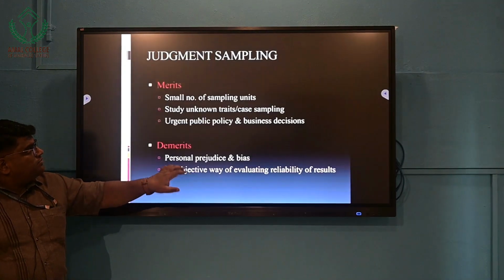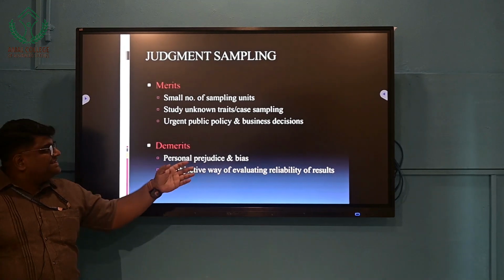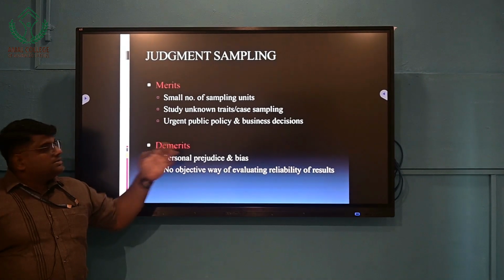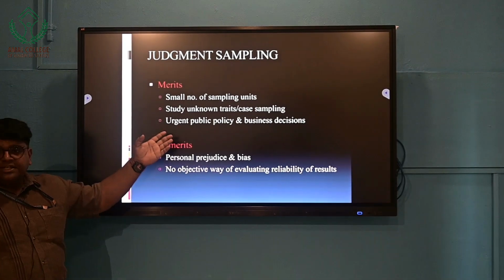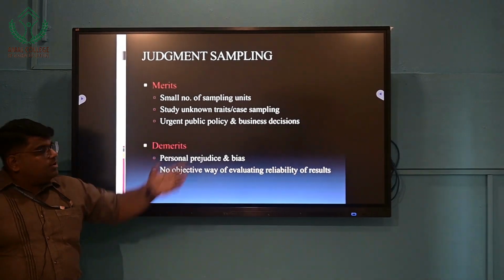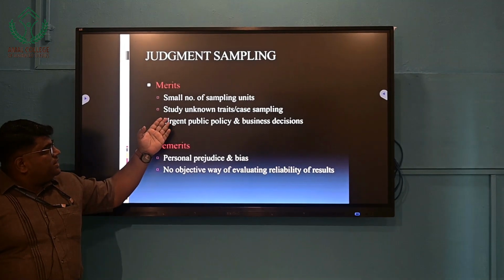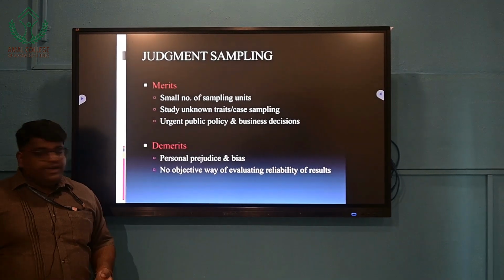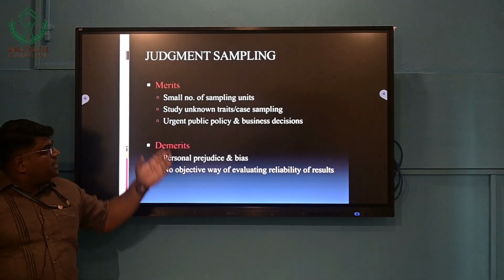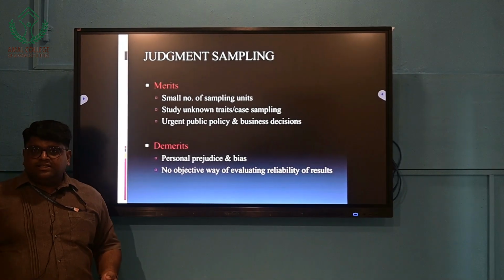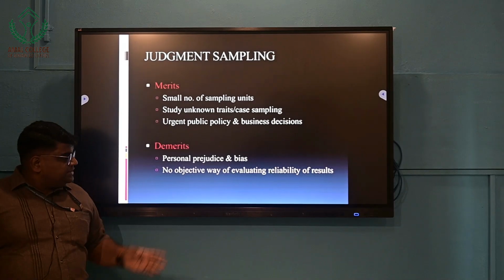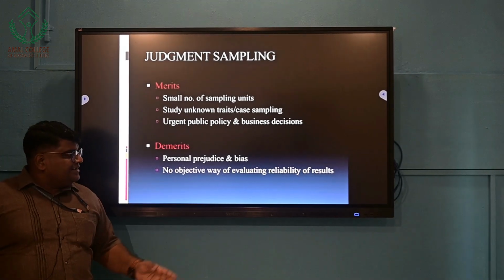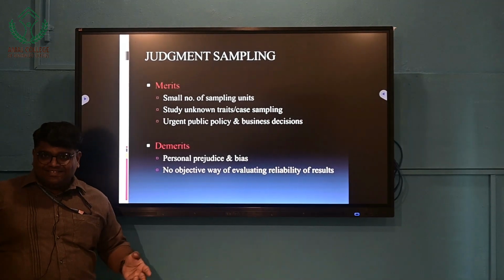right? Now there are lots of merits and demerits of judgment sampling. The merits are a small number of sampling units, study of unknown traits, case sampling, and urgent public policy and business decisions. Regarding demerits, there is personal prejudice and bias, and no objective way of evaluating the reliability of results.